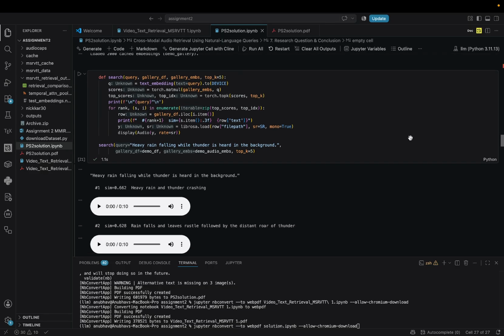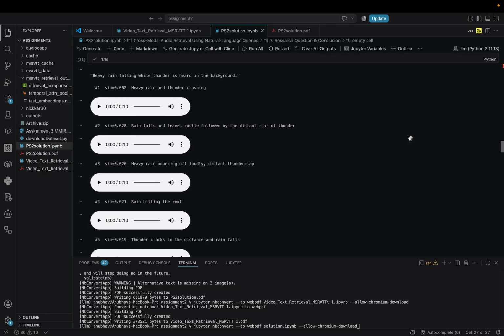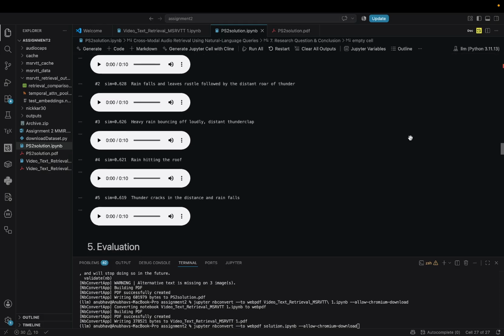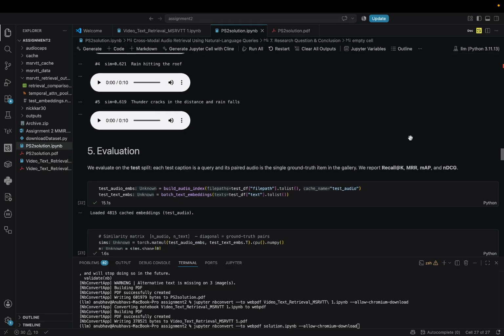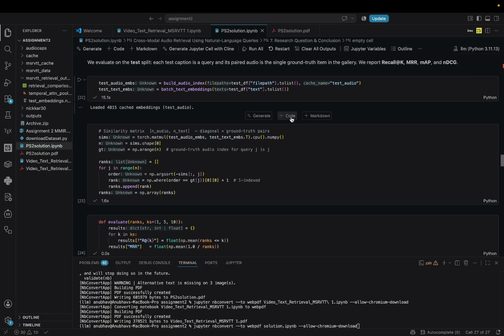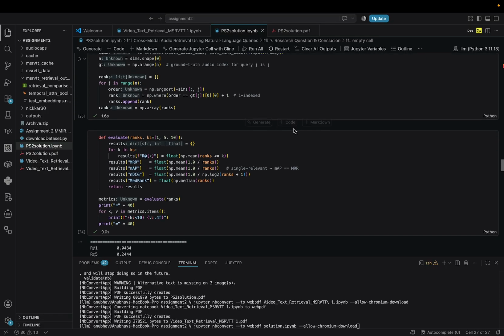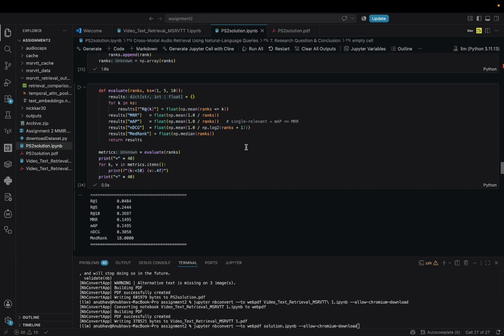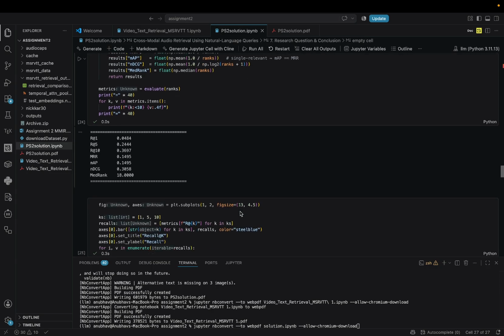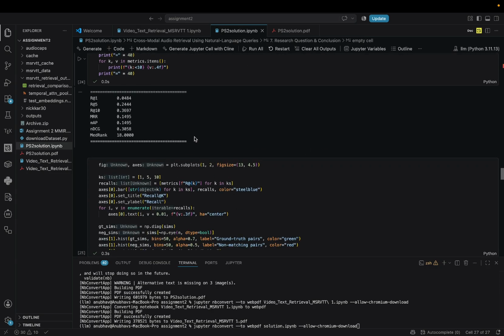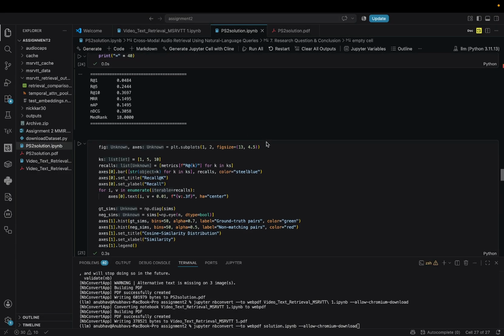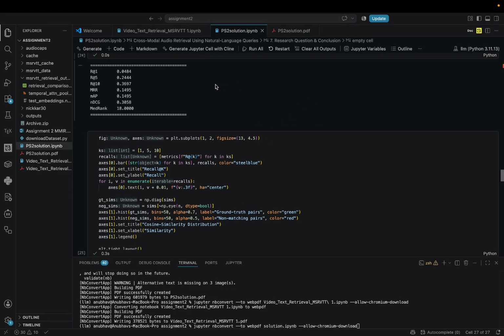Now, for the quantitative evaluation, each of the 4,815 test captions served as a query with its paired audio as the single correct result. Then we measured recall at 1, 5, and 10. We also did MRR, MAP, NDCG, and median rank. Recall at 10 reached 36.97% compared with about 0.2% by chance, and the median rank was 18.